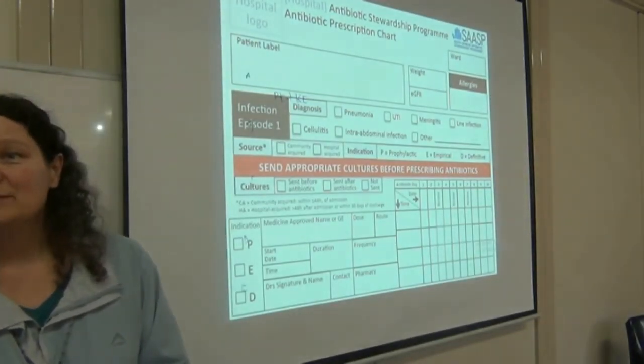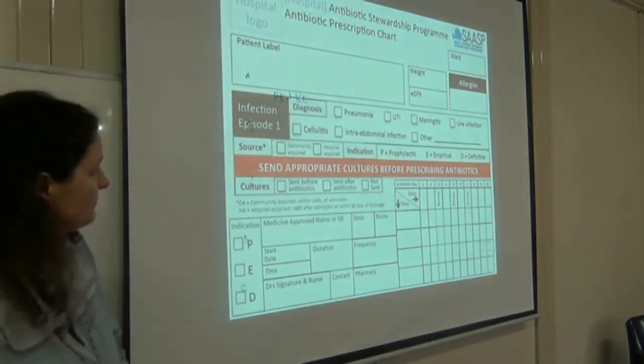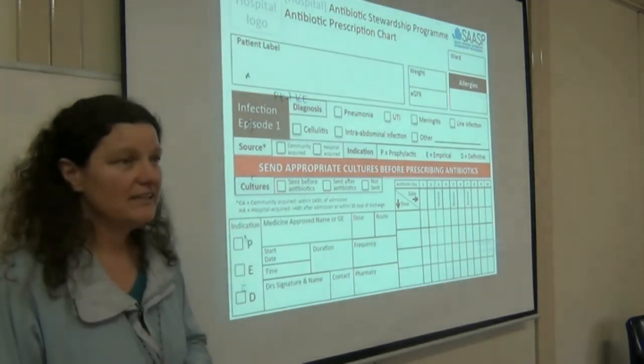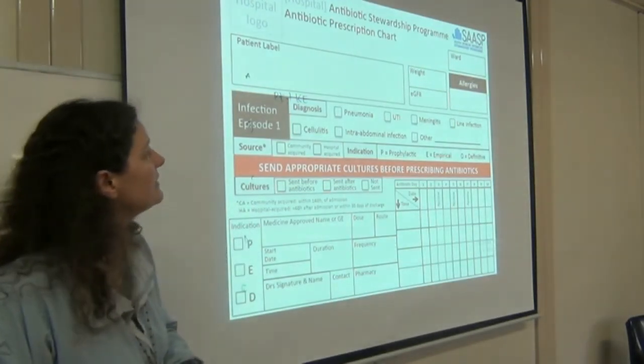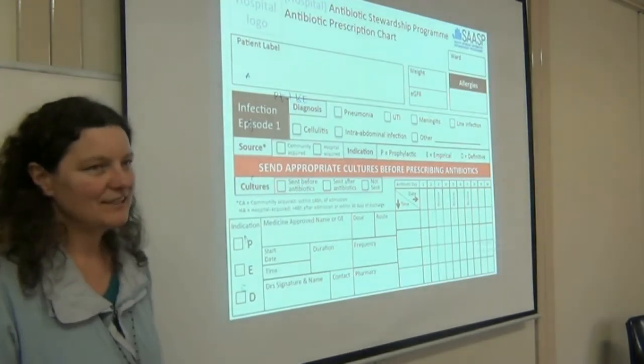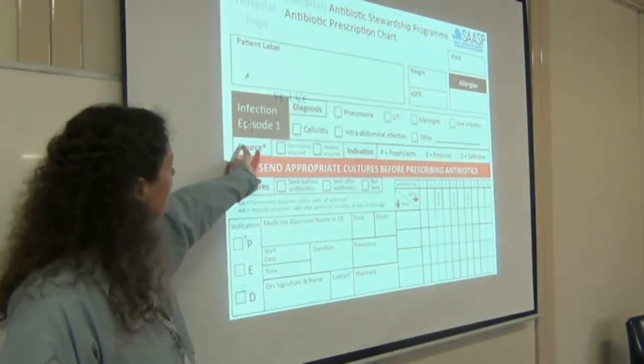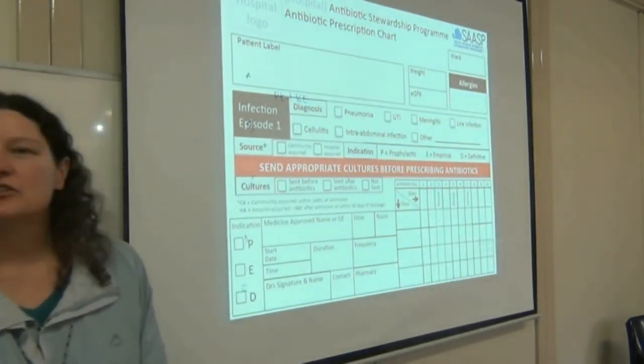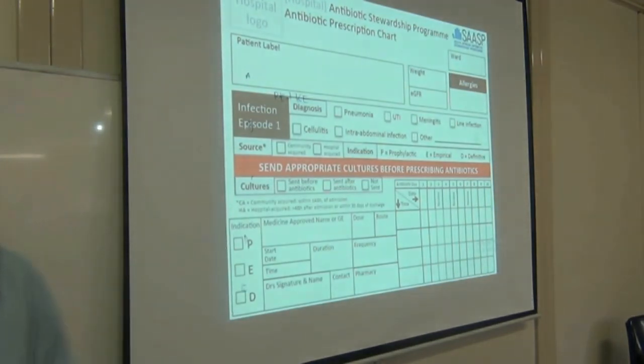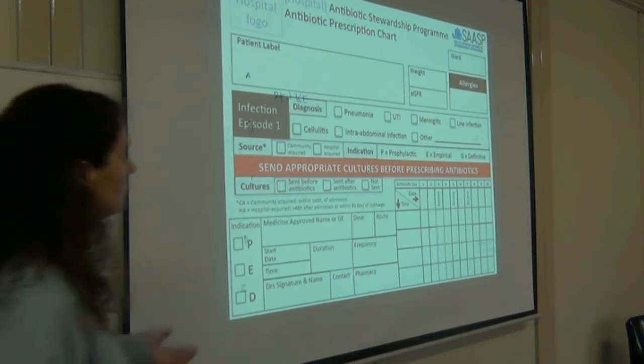So what is this patient's problem? Is it pneumonia? Is it a UTI? Is it meningitis? What is it? Okay? Then you have to say what you think the source of the infection is. Is it a hospital-acquired infection, or is it a community-acquired infection? Why is this important? Are you going to use the same antibiotic for hospital and community-acquired? No. No, not at all.